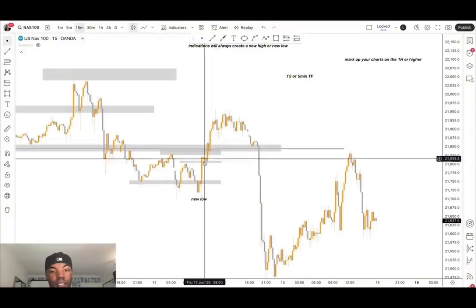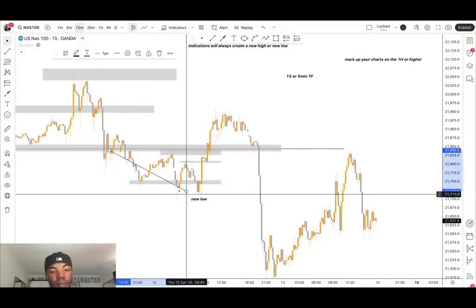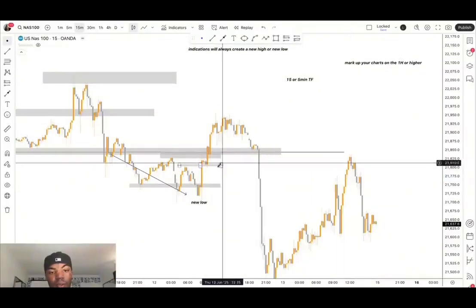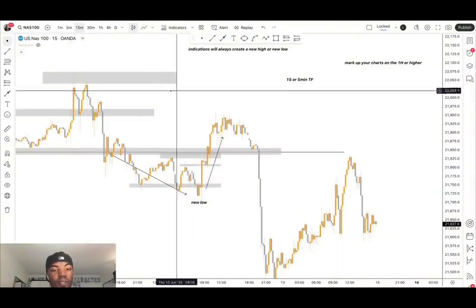So as we see here, price goes up on the correction. So we have our indication. This whole move right here is the indication based off that 1 hour time frame. Indications will always create a new high or a new low. So now we have a new low. Price goes up on the correction. A correction is for grabbing liquidity. A lot of people ask, how do you know when the correction is over? Well, this is half, right?